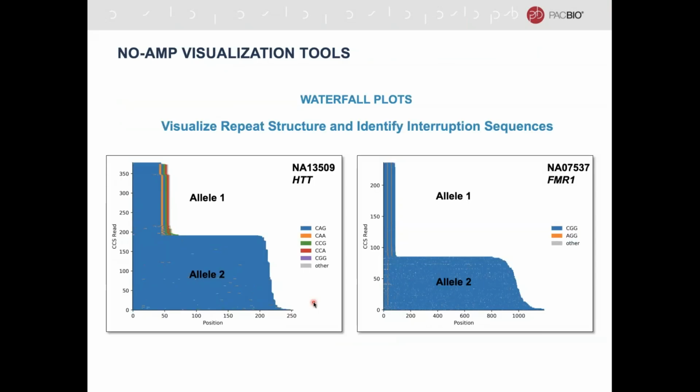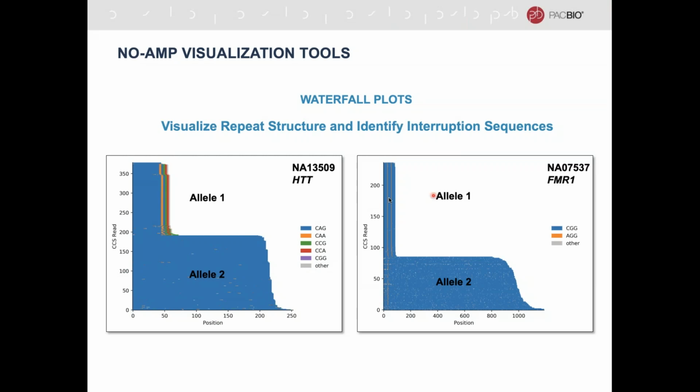So this is another tool that is part of our NOAMP visualization toolkits. Again, this is a command line tool, and what you get is what we refer to as waterfall plots. What they allow you to do is visualize the repeat structure, and from that you can of course identify interruption sequences. The first example here is Huntington's disease, and here you have the normal allele, and here you have the expanded allele. You can see the normal allele has several different interruption sequences present, whereas in the expanded allele, these are mostly absent.